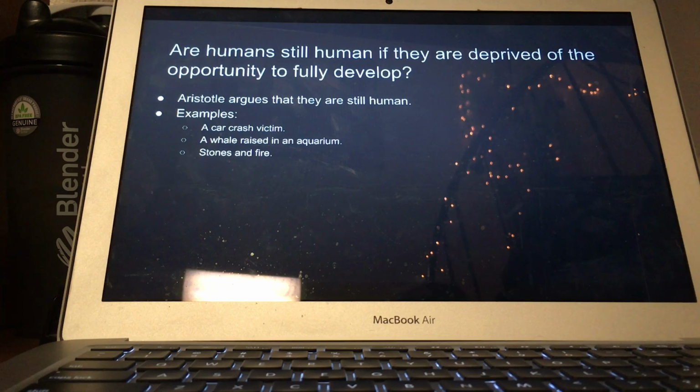Are humans still human if they are deprived of the opportunity to fully develop? Aristotle would argue that human beings who have been deprived of the opportunity to develop fully are in fact still human. This is because, having everything that is essential to being human, they do always have the internal potential to fully develop as one, although external factors may inhibit this.